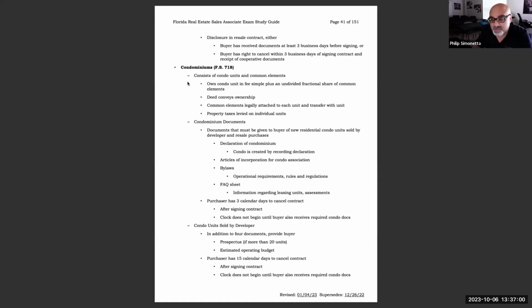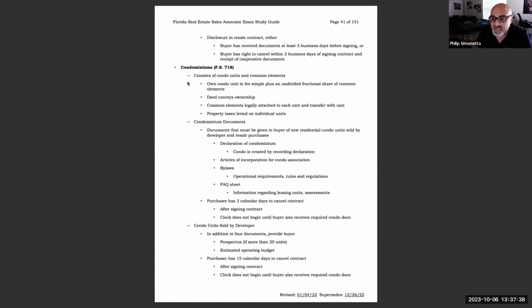Okay, condominium documents that must be given to the buyer of a new residential condo unit sold by the developer, and in resale purchases. The declaration of condominium is the document that creates the condo by recording that declaration, which gives constructive notice. They have articles of incorporation for the association. They have bylaws, which are operational requirements, rules, and regulations. They have a frequently asked questions sheet. This is information regarding leasing the units, assessments, all the normal questions.